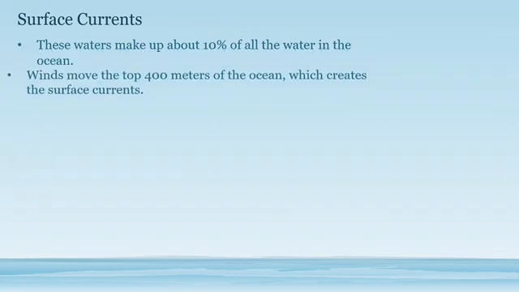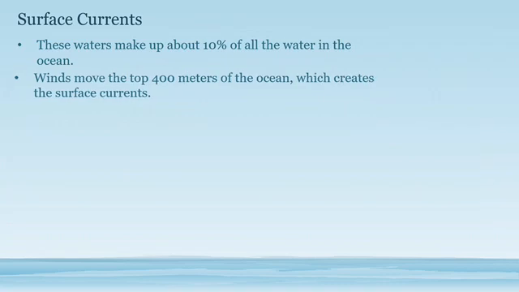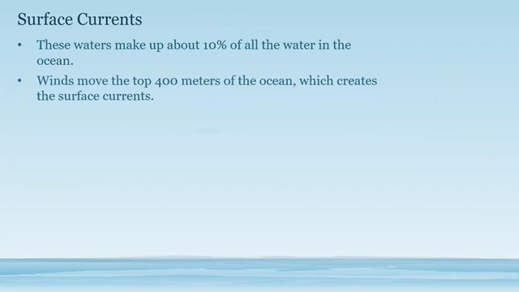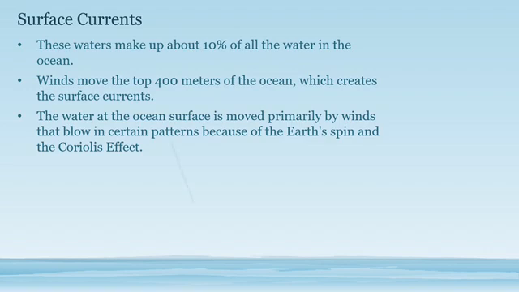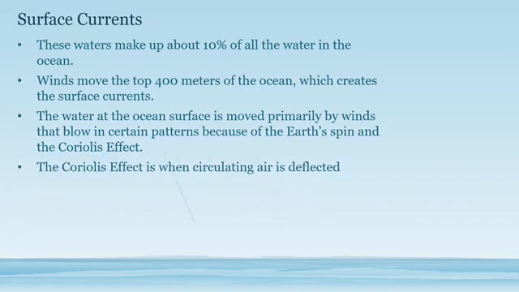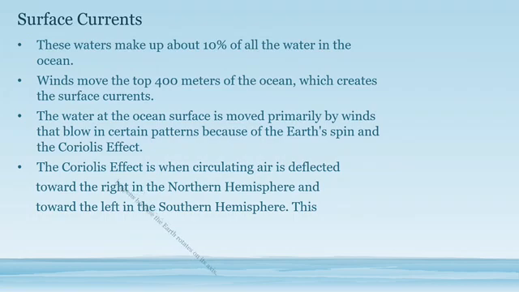The water at the ocean's surface is moved primarily by winds that blow in certain patterns because of the Earth's spin and the Coriolis effect. The Coriolis effect is when circulating air is deflected toward the right of the northern hemisphere and toward the left of the southern hemisphere. This happens because Earth rotates on its axis.